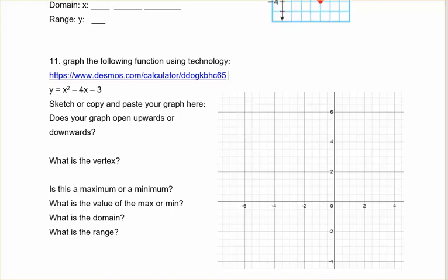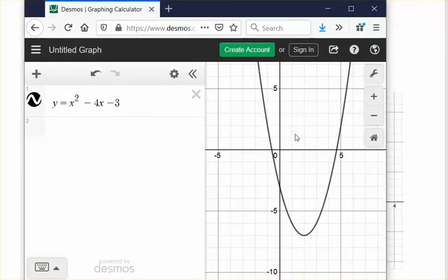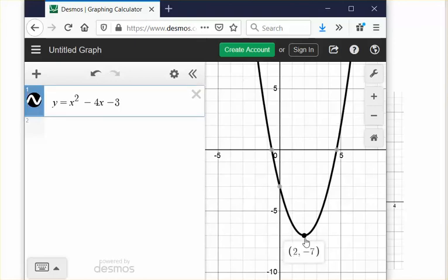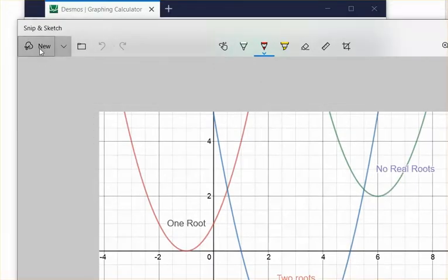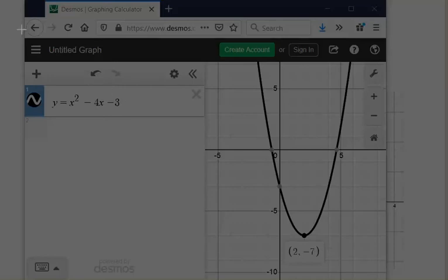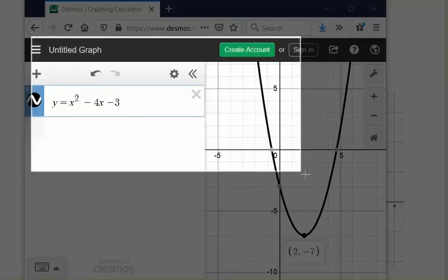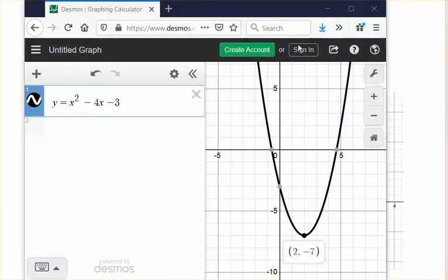I'm going to go back to Desmos though, because I want to get a screenshot of this instead so that I can look at it while I am answering the rest of those questions. So I'm going to use a tool in Windows called Snip and Sketch, and show you what this looks like. I'm going to get a new one. And you can search for this in your Windows bar and find this. Or whatever other tool you're using to do screenshots or snips is what this is.